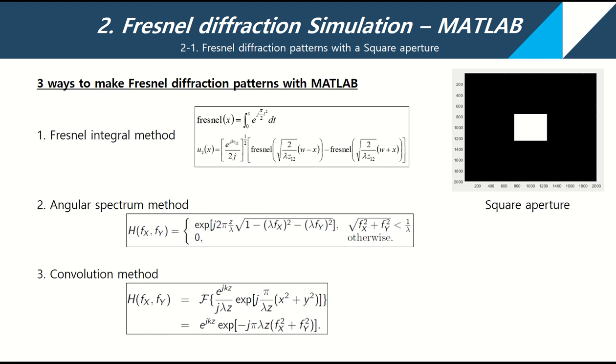Chapters 2 and 3 are about MATLAB code explanation for Fresnel and Fraunhofer diffraction simulation. There are 3 ways to make Fresnel diffraction patterns with MATLAB. First, we can use the Fresnel integral as shown on the top. Second, the angular spectrum method can be used by adopting this equation as h. Lastly, the convolution method can be used similarly if we take the last equation as h. I'm going to implement these 3 different methods using the same aperture and compare them.